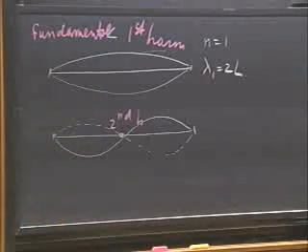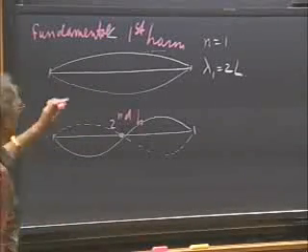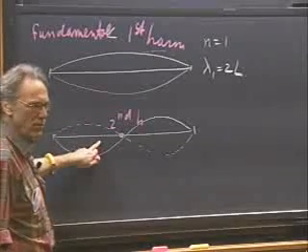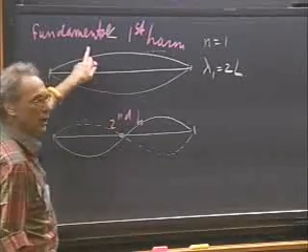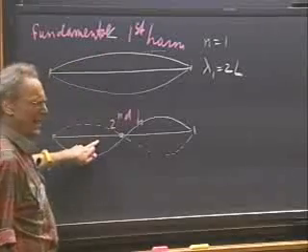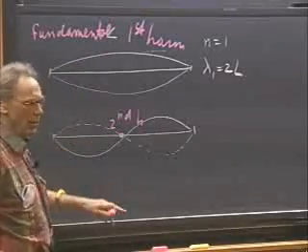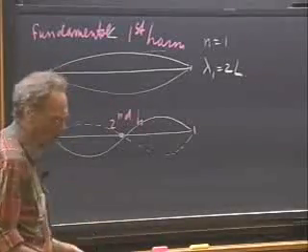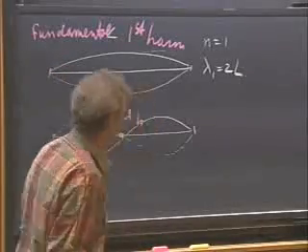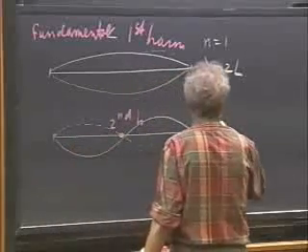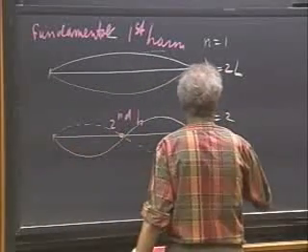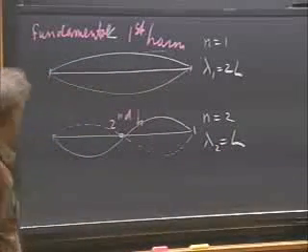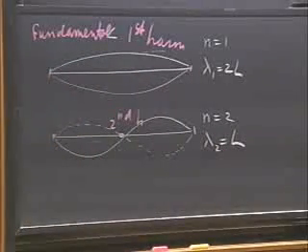It is unfortunate that there are books that call this the fundamental and this the first harmonic. That's enormously confusing, because now you have to start from 0, which is the fundamental, and then n equals 1 is the second harmonic. I will never do that. This is always for me the first harmonic, this is always the second harmonic. And so for n equals 2, you see immediately that lambda 2 is simply L. And that's exactly what you see here.